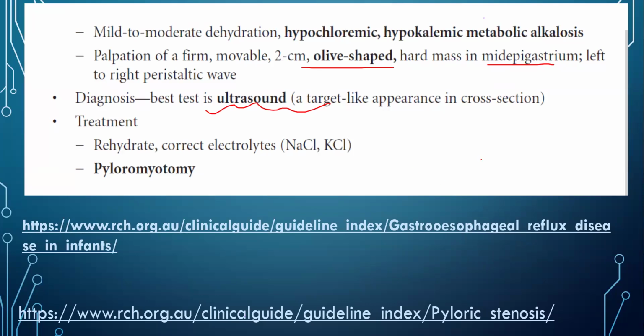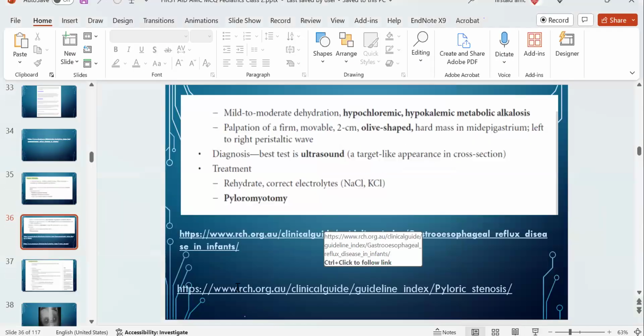Because the child vomits everything out, when you vomit, you lose acid, right? So children who develop this condition develop alkalosis because they are losing all the acid. So metabolic alkalosis is one of the important findings in this child. And because with vomiting they are losing potassium and sodium, these children also get hyponatremia, hypochloremia, and hypokalemia. And they also can get quite dehydrated. Okay? So that's usually the finding of pyloric stenosis.